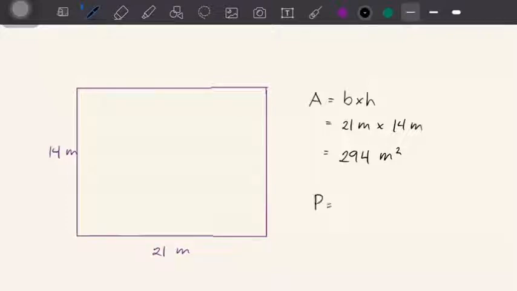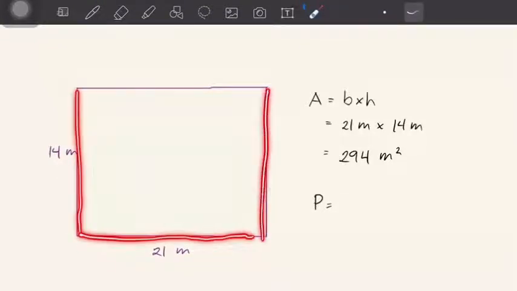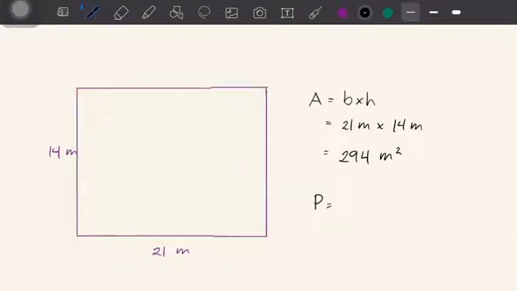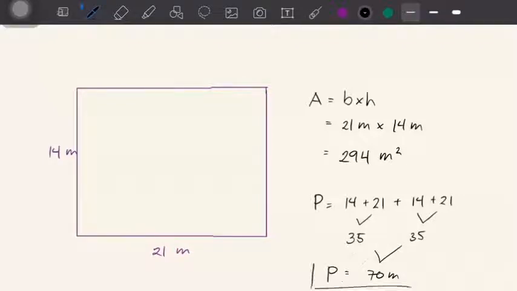For the perimeter, it's just the sum of all the sides, the outline, the boundary of any closed geometric figure. So that should include 14 plus 21 plus 14 again plus 21 again. Putting them together, that's going to be 14 plus 21 plus 14 plus 21. That's going to be 35, and then 70. So the perimeter is equal to 70 meters and the area is equal to 294 meters square.